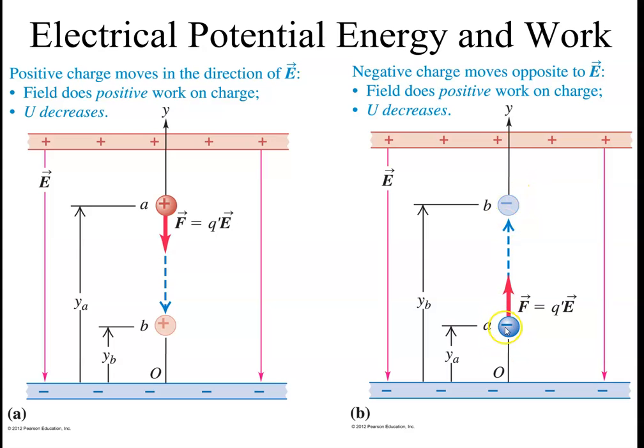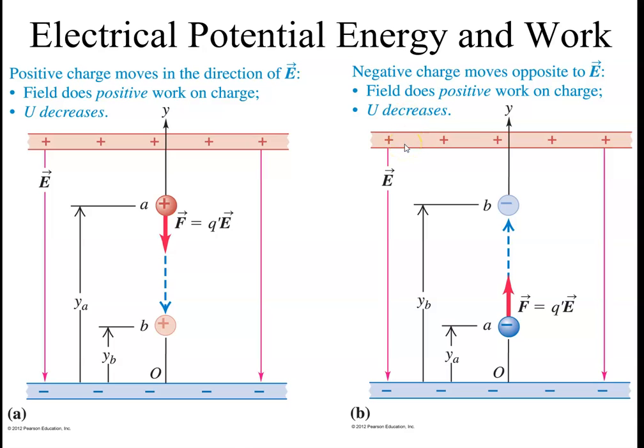Alright? This negative charge wants to go up. It wants to go against the direction of the electric field because it's an opposite, and opposites attract. The negative is attracted to the positive. So if the charge moves up, the field does positive work, and electrical potential energy decreases.